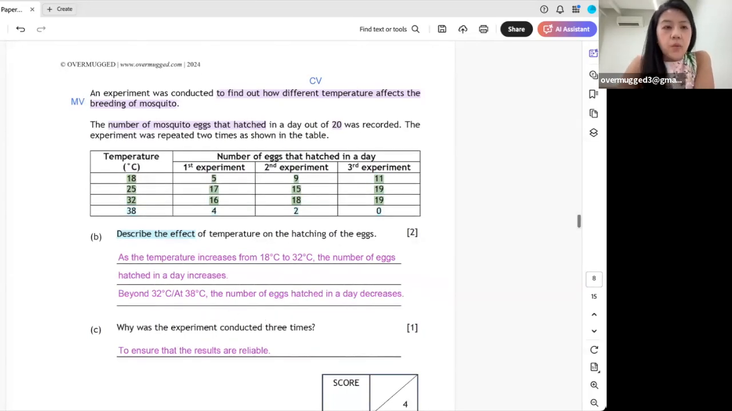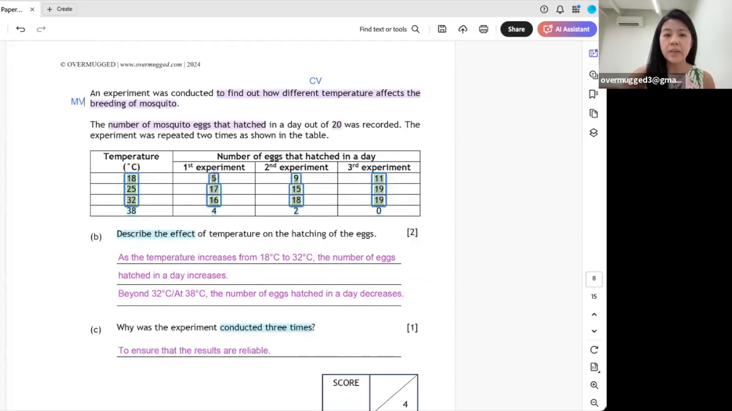Now, in part C, why was the experiment conducted 3 times? Even in school, when you do experiments, you usually do it not just once, not just twice, but 3 times, and then you calculate an average of your data. Okay, the main reason is to ensure that the results are reliable.